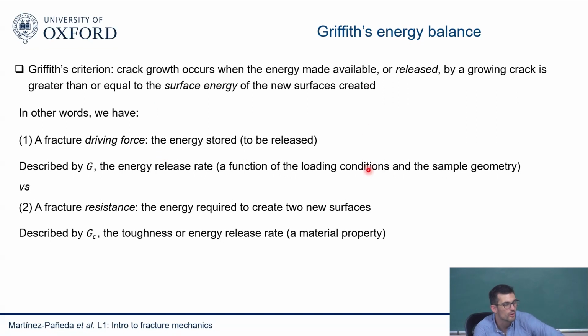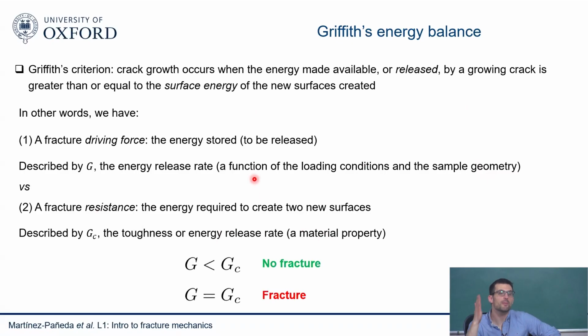That is a function of the loading conditions and the sample geometry, versus a fracture resistance, the energy required to create unit surfaces, which is described by GC, the toughness or critical energy release rate, which is a material property. So if this driving force for fracture G is smaller than the fracture energy, then no fracture will happen. If the energy release rate is equal to the fracture energy, then fracture will happen, or larger, of course.